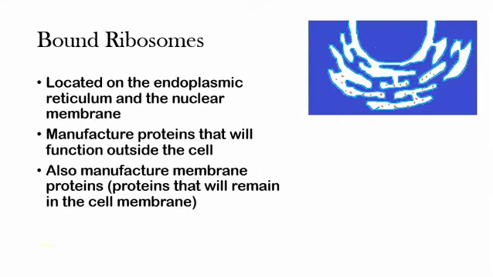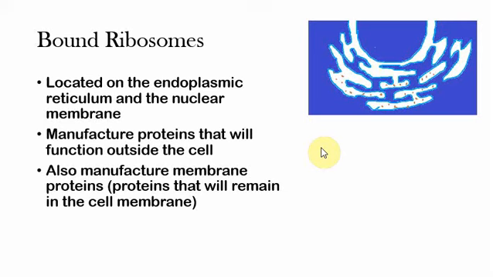The other type of ribosomes are called bound ribosomes. And as the name suggests, they're bound to various membranes inside the cell. This organelle right here is called the endoplasmic reticulum. Bound ribosomes are generally found on that, and some can even be found on the nuclear membrane. We'll be talking about both of those organelles in one of our next videos. Now, the difference between a bound ribosome and a free ribosome is that bound ribosomes manufacture proteins that will not function inside the cytosol. There are three types that we're going to talk about.